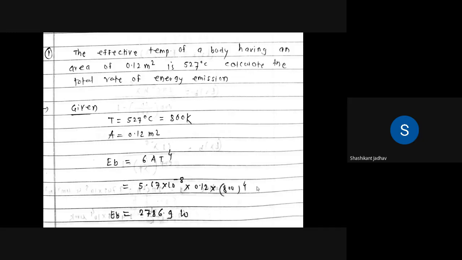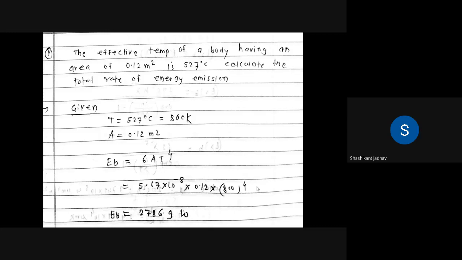So first of all, write down the given things. The temperature of the body is given as 527 degrees Celsius. So we have to convert that temperature into Kelvin. So 527 degrees Celsius is nothing but 800 Kelvin. Then the area is given as 0.12 meter square. And we have to calculate the total rate of energy emission. Okay, so what is the equation for the emissive power of a black body?